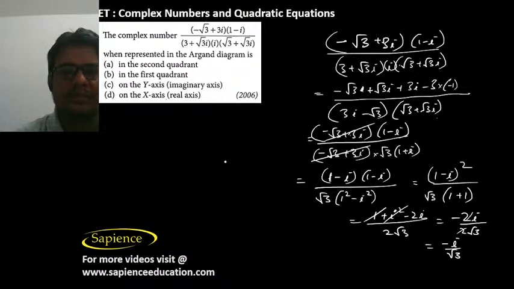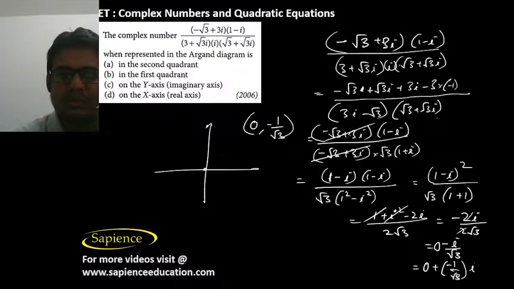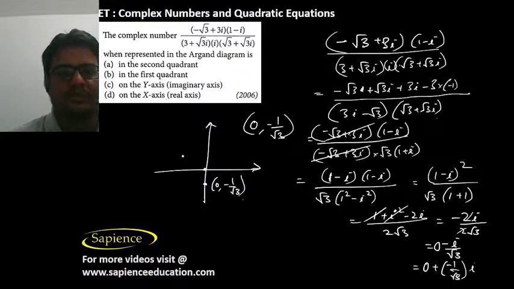So minus i by root 3 means, in the argand plane, we can write 0 plus minus 1 by root 3 into i. So here the real part is 0 and the imaginary part is minus 1 by root 3. So this point we have to plot in the argand plane. So this will be on the negative y-axis, 0 comma minus 1 by root 3. So on the y-axis it will come. So option C is the correct answer.